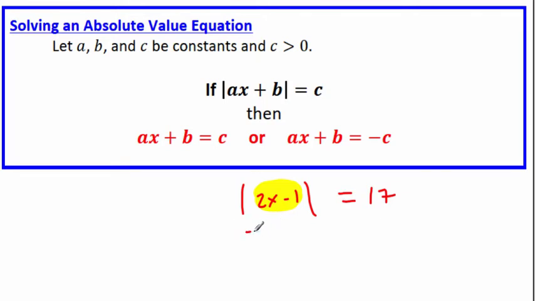So those are the 2 equations I would write. Either that was a negative 17 or whatever's on the inside there, that was a positive 17. That's how you get your 2 answers. All right, so let's go back up to this equation.